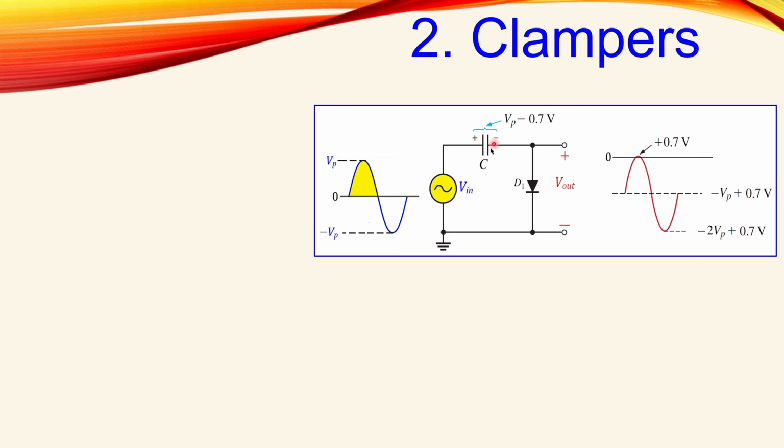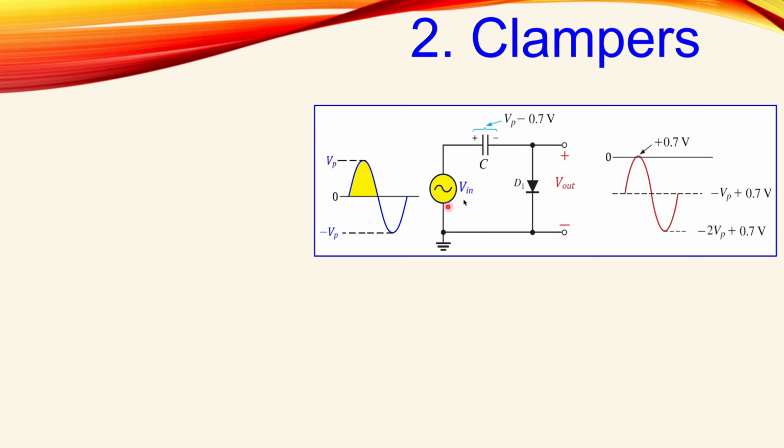Now what this is saying is the following: in the positive cycle of this waveform for the input, the capacitor voltage will be Vp, the maximum voltage here, minus the 0.7, which is the diode on voltage. And that is then the voltage across the output between the two terminals. But when we reverse this part, the capacitor still has this charge, which is Vp minus 0.7.